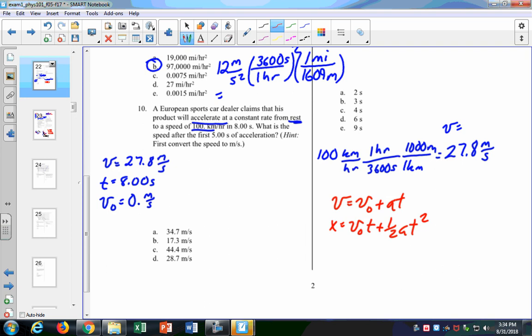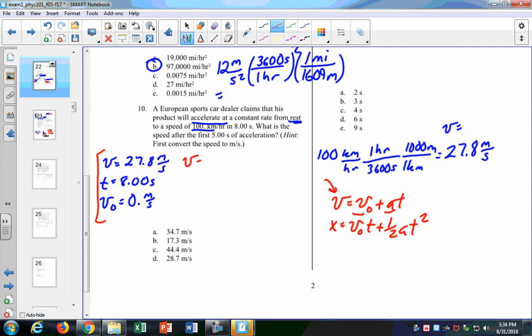I'm looking for this, but I want to know that at 5 seconds. I have it at 8 seconds, but I want to know what is the speed at 5 seconds. But in order to get that, I have to know V naught. That's okay, I got that. And I need to know A. So I need to find the acceleration. That's not given. But look, I have this information, so I can find the acceleration given that information.